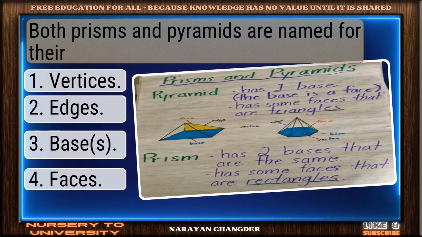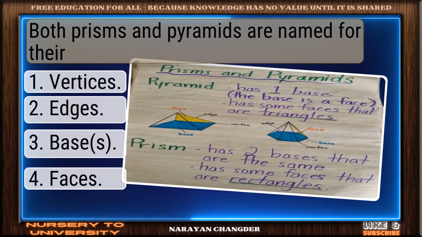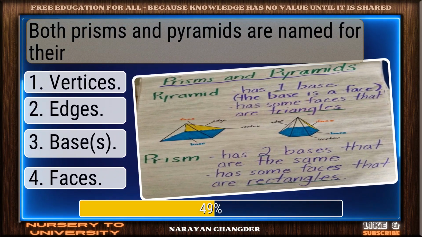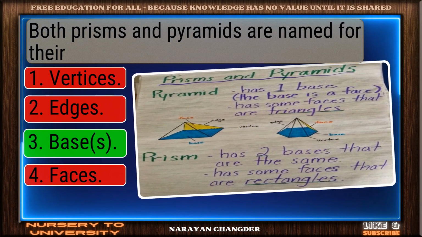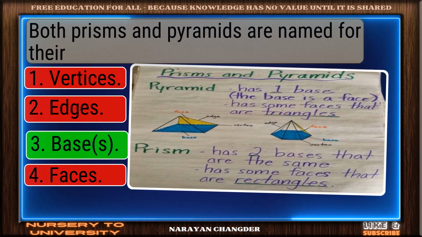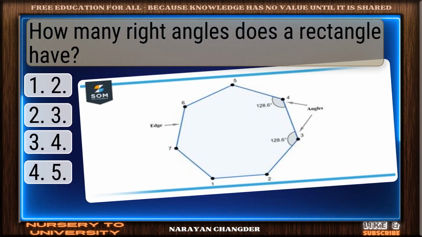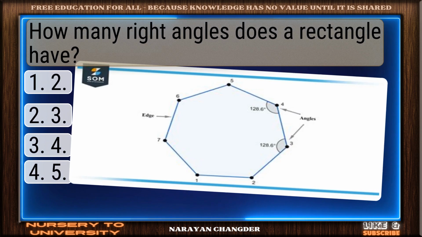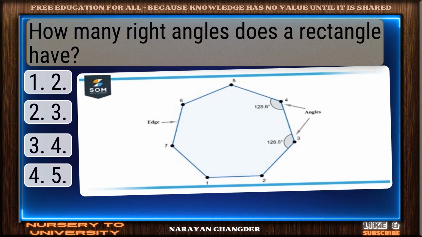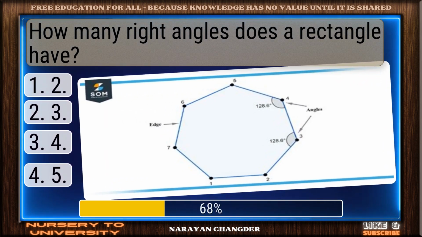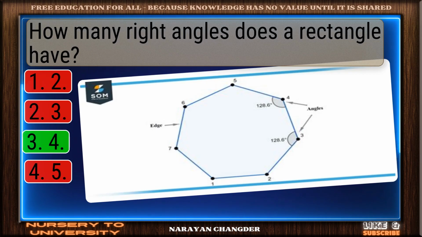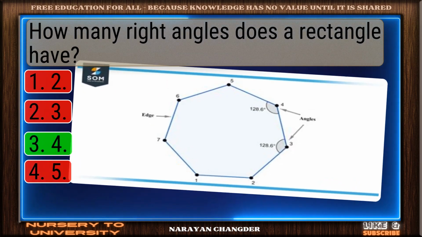Question number 174. Both prisms and pyramids are named for their. Right choice. Base is the best answer. Question number 175. How many right angles does a rectangle have? Correct. 4 is the right answer.